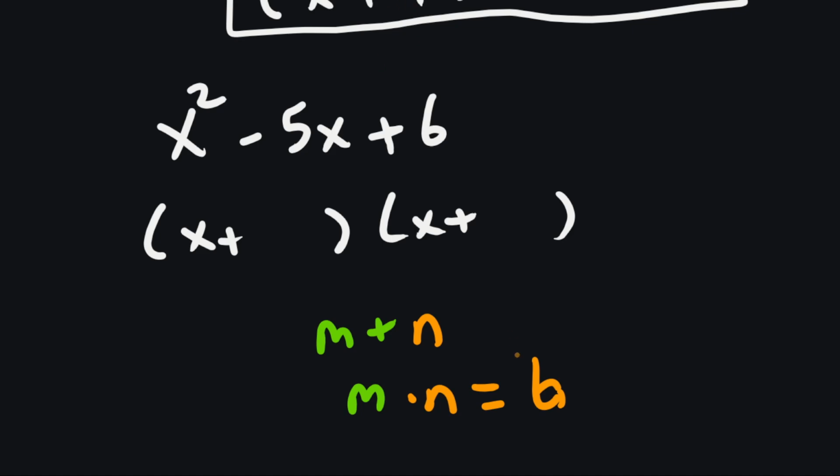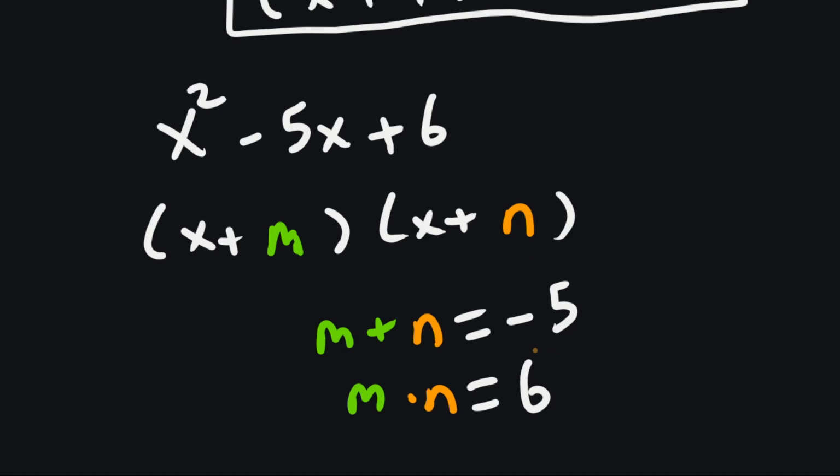And m plus n, so let me just make that a different color. So m times n will give us 6. And m plus n will give us -5. We want to find these two, m and n, so that we can put them inside these two parentheses right here. Okay, so let's start with the c. And the c term over here is 6. Let's go ahead and start with that.